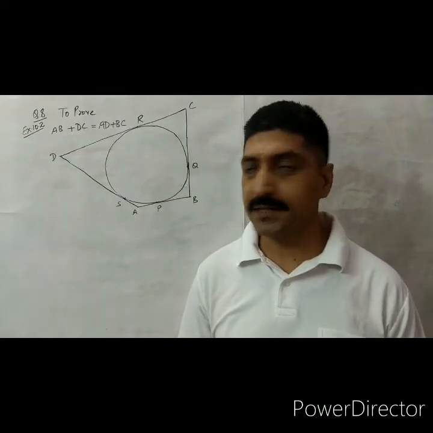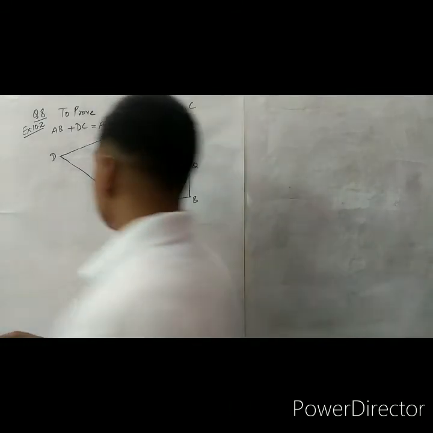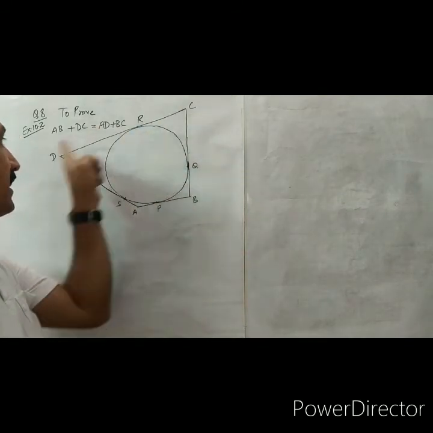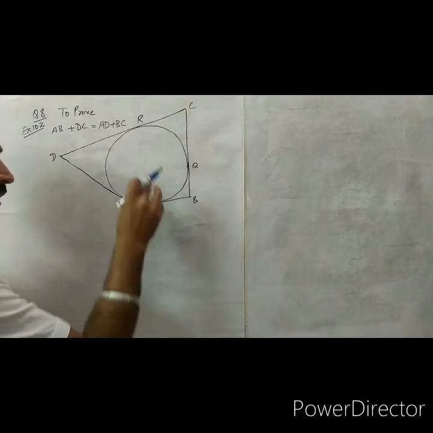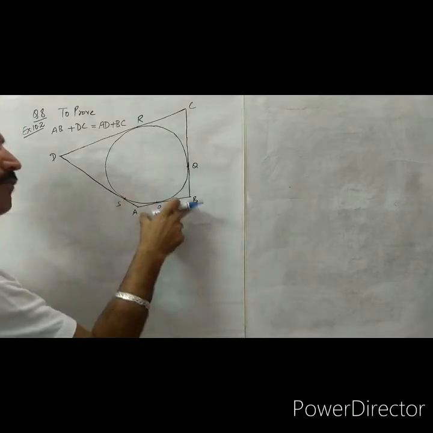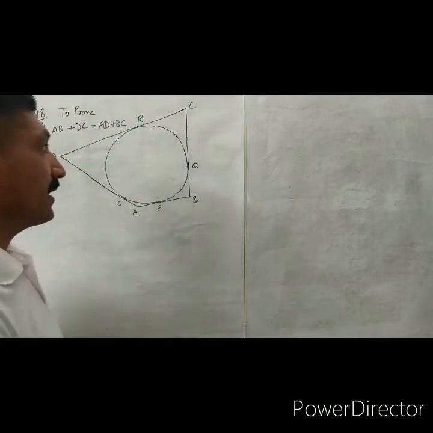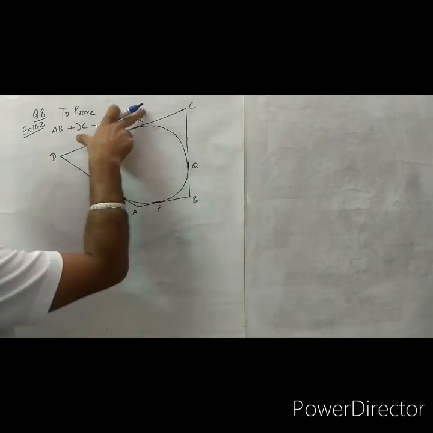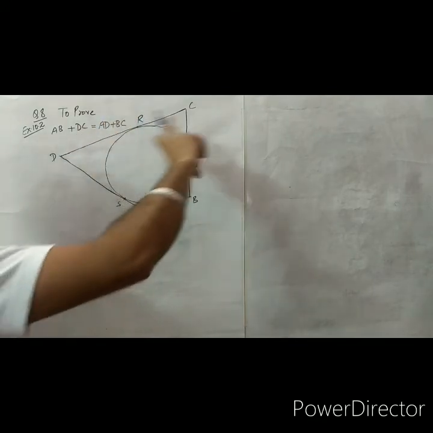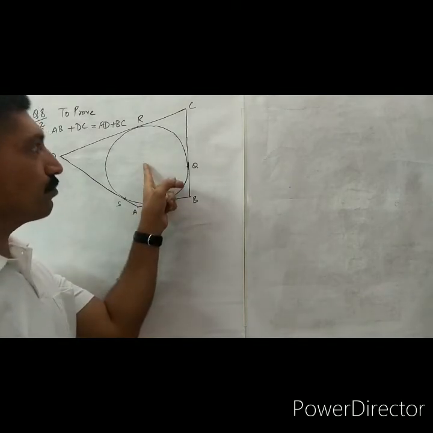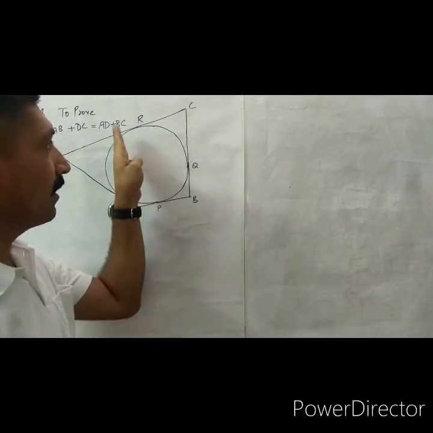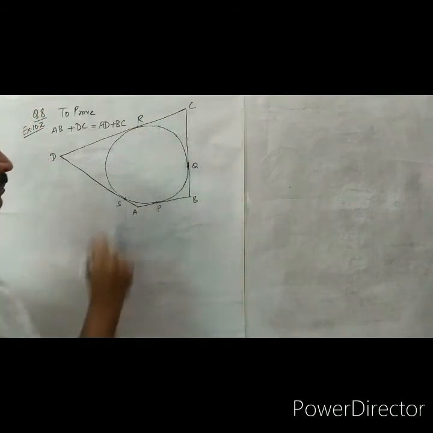Question number 8, exercise 10.2. In this question, a circle is circumscribed by a quadrilateral ABCD. In this situation, the sum of the opposite sides of the quadrilateral is always equal. So in this case, we want to prove here that AB plus DC is equal to AD plus BC. This is always true for any such quadrilateral. We have one more question in which we have to prove that a rhombus is a parallelogram. So here let's first prove this question.